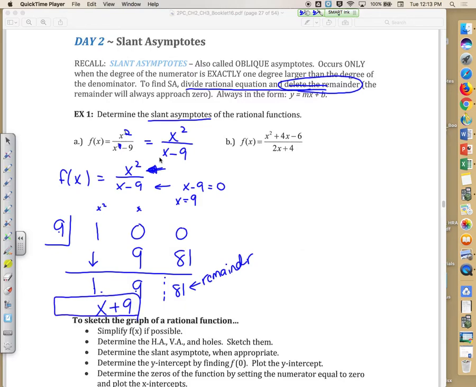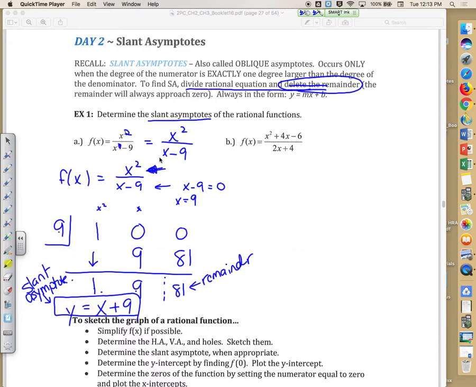Now we're going to write it as the equation of the line. So it's going to be y equals x plus 9. So this is my slant asymptote. And it's the equation of the line. That's why it's y equals and not something else there. So y equals x plus 9.